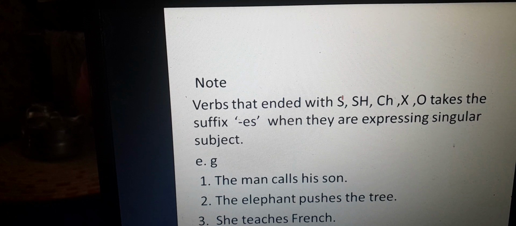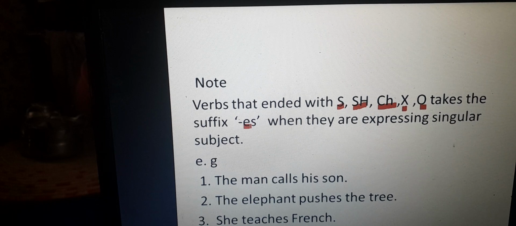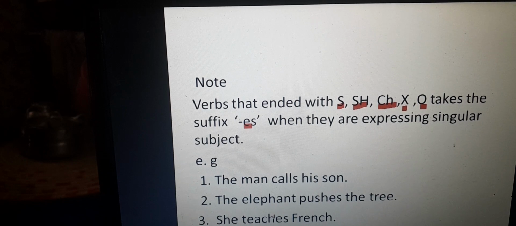Verbs that end with S, SH, CH, and X, as well as O, take the suffix ES. So this is one very basic and important rule that you should remember when expressing a singular subject. For example, the man calls his son, the elephant pushes the tree, and she teaches French. So these are some examples for a singular subject.